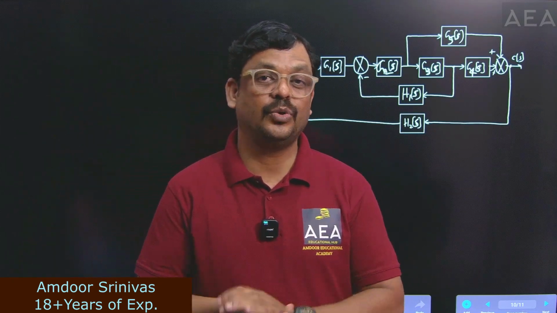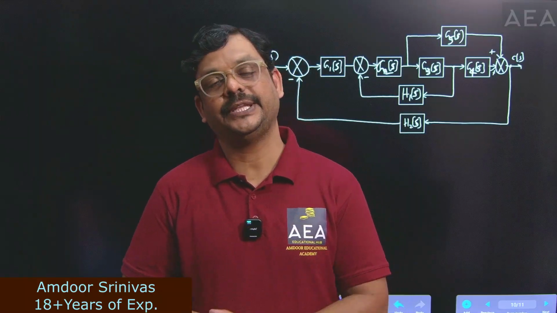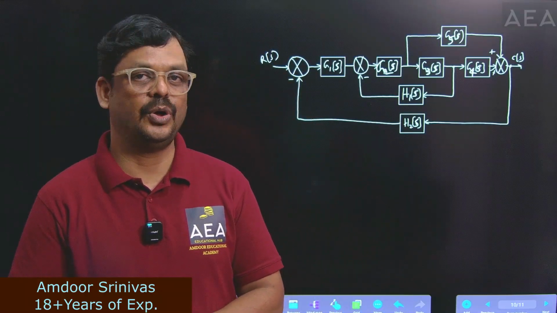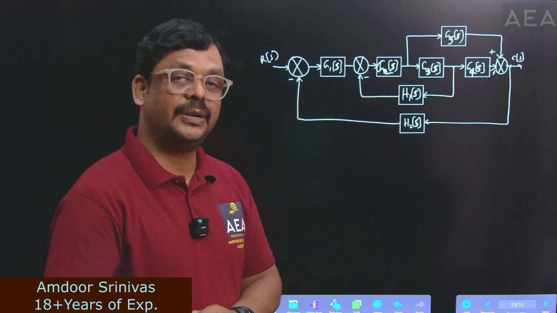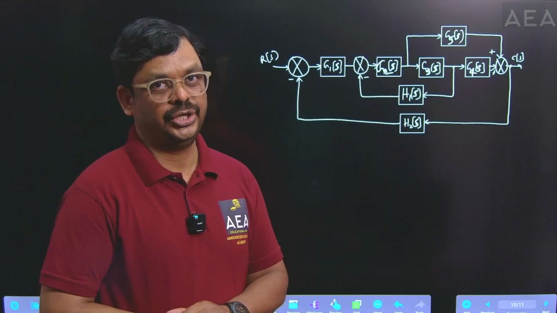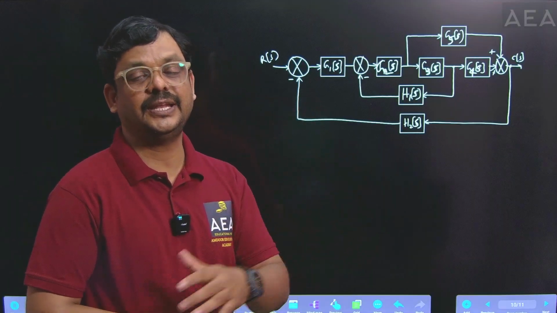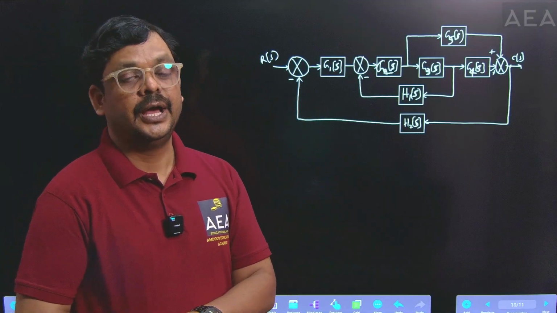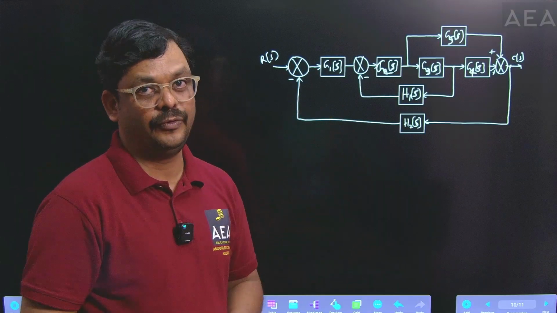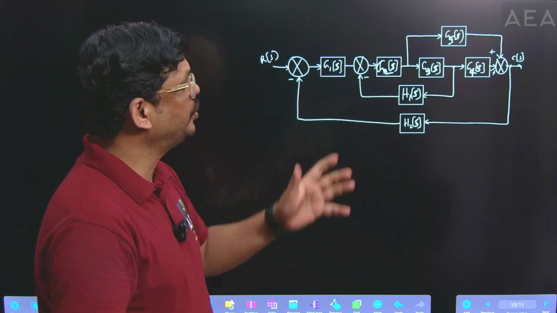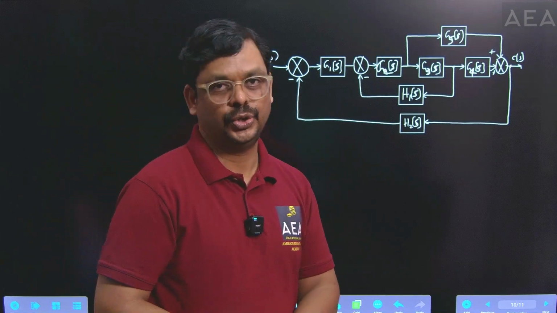In this video, I am going to discuss how to determine the transfer function from the given block diagram. To determine the transfer function from the given block diagram, we can apply block diagram reduction techniques. First of all, I will explain that technique. Later, I will explain how to find the transfer function from the block diagram using signal flow graph. So first of all, go through the block diagram reduction rules.